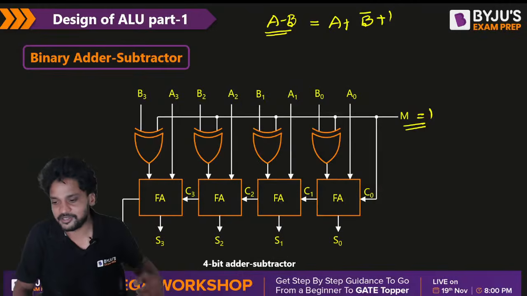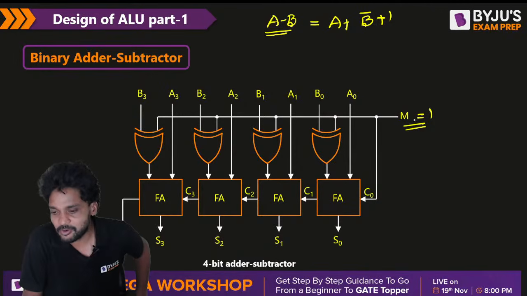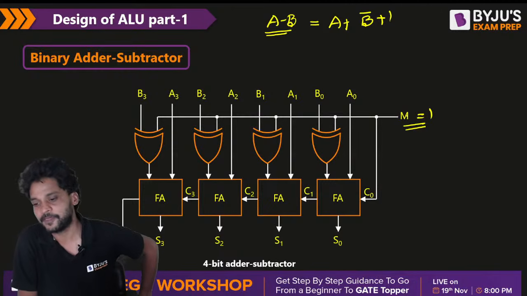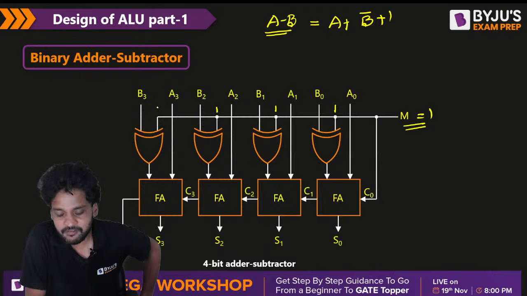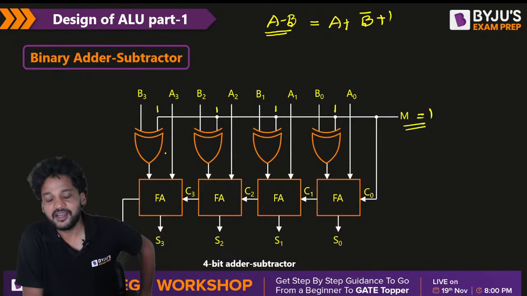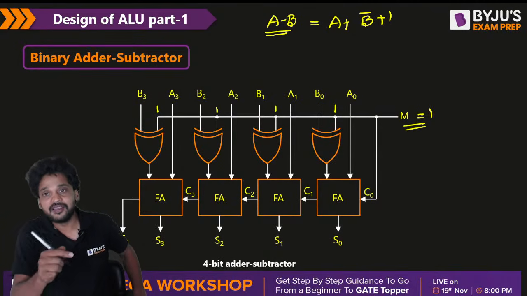So in this slide, understand, whenever M is equal to 1, what exactly is going to happen? Anyhow, we are not touching A. Only B will get altered. One input of the XOR gate will be equal to 1. Whenever one input of the XOR gate is set to 1, the output is the other input's complement.